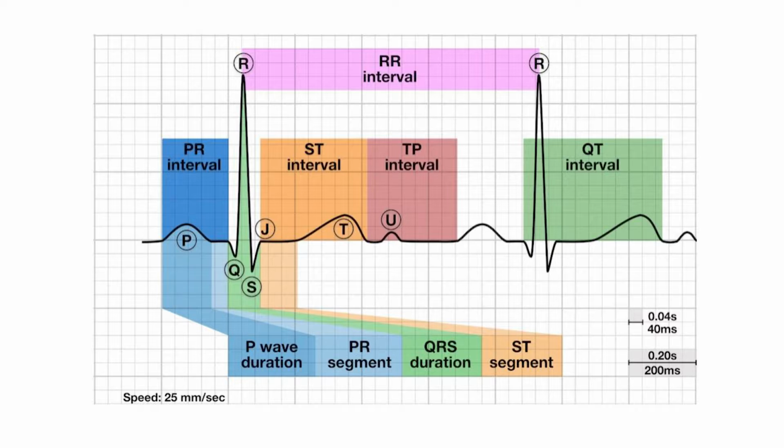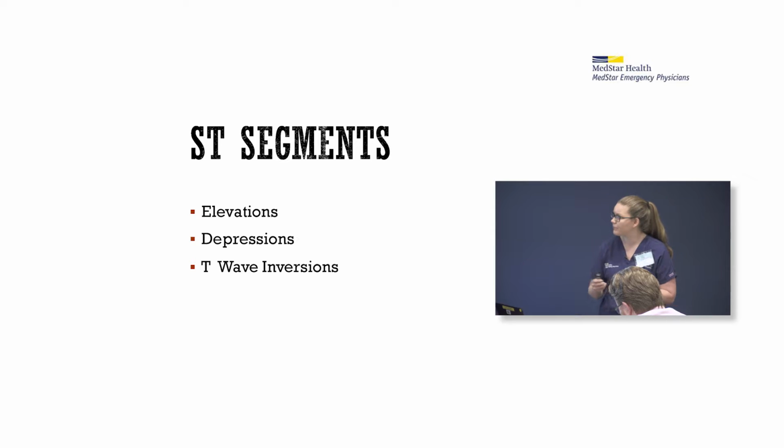Does anybody know what we use the TP segment for or why that's important to discuss? Yeah, so the TP segment is what we call the isoelectric point. So when you want to compare your ST segment for elevations or depressions, this is what you should be comparing it to within each lead. So that's really why we want to focus on that or think about that.